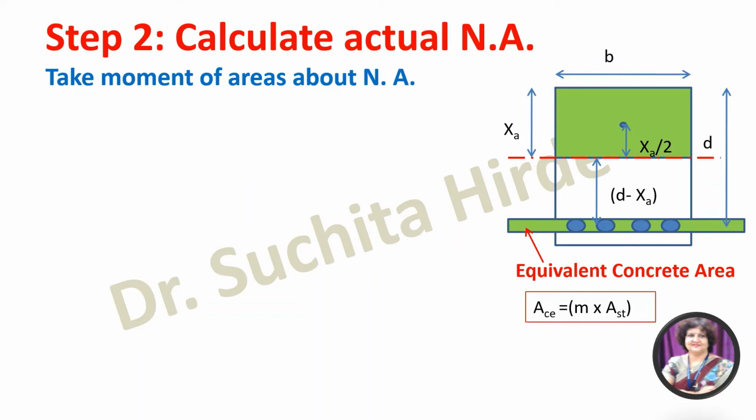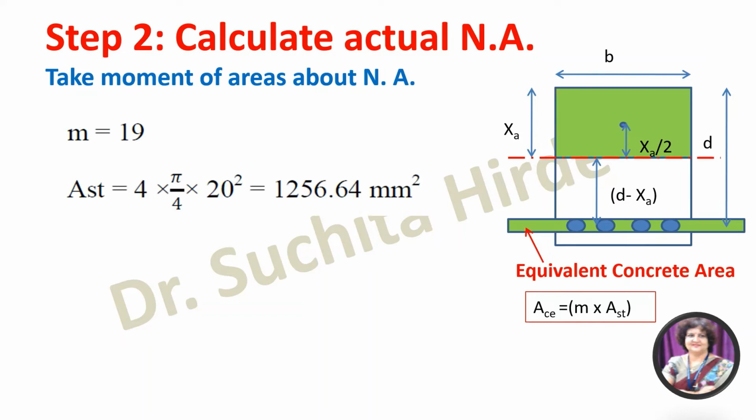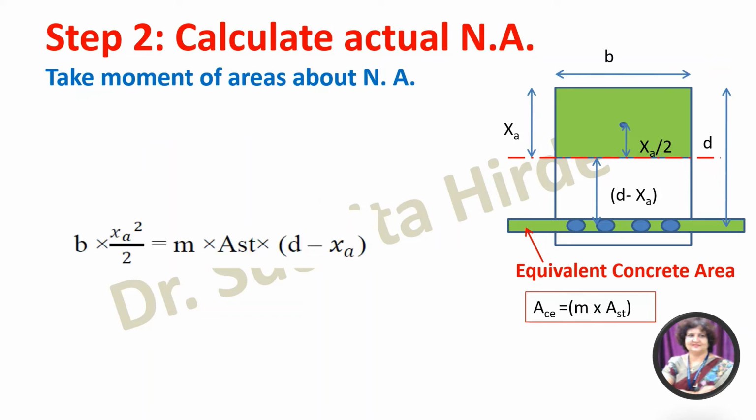So let us calculate it. M is given 19 and there are 5 bars of 20 millimeter. So if you calculate the total area, you will get 1256.64 millimeter square. Now we have to take moment of equivalent area, meaning M into AST, not moment of AST. We have to take M into AST. So let us see how to take this moment.